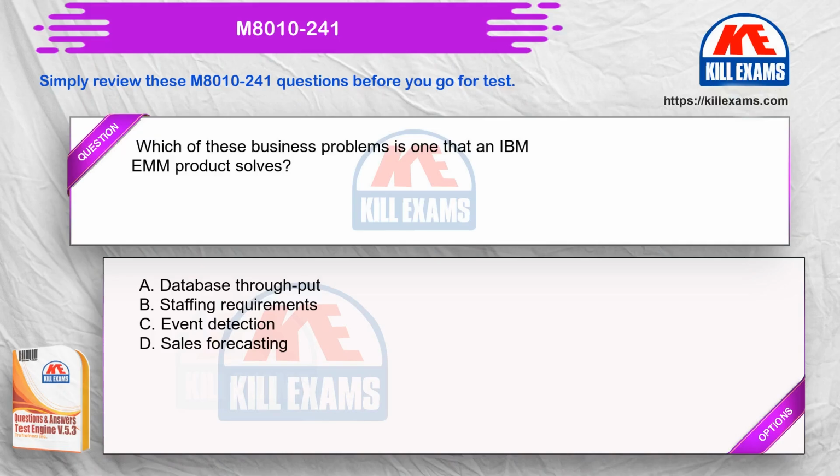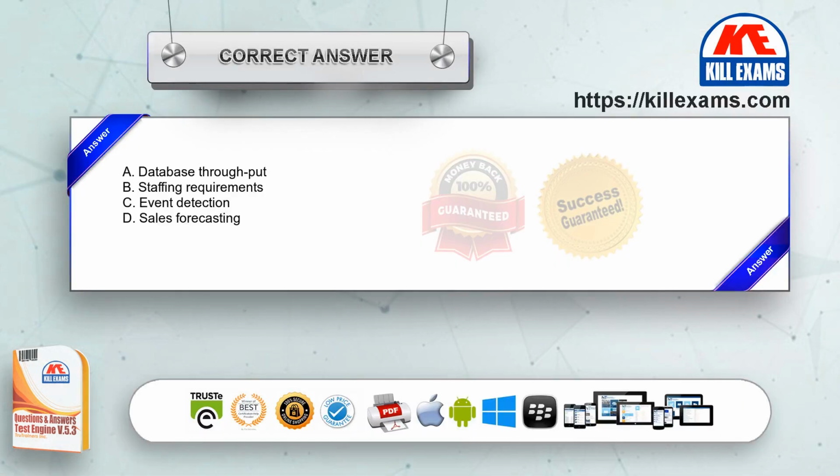Which of these business problems is one that an IBM EMM product solves? Option A. Database throughput. Option B. Staffing requirements. Option C. Event detection. Option D. Sales forecasting. The correct answer is option D.